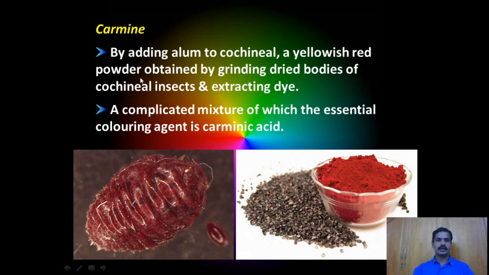This is a yellowish red powder obtained by grinding dried bodies of cochineal insects and extracting the dye. It is a complicated mixture of which the essential coloring agent is carminic acid, and the carminic acid is the chemical that creates the color.